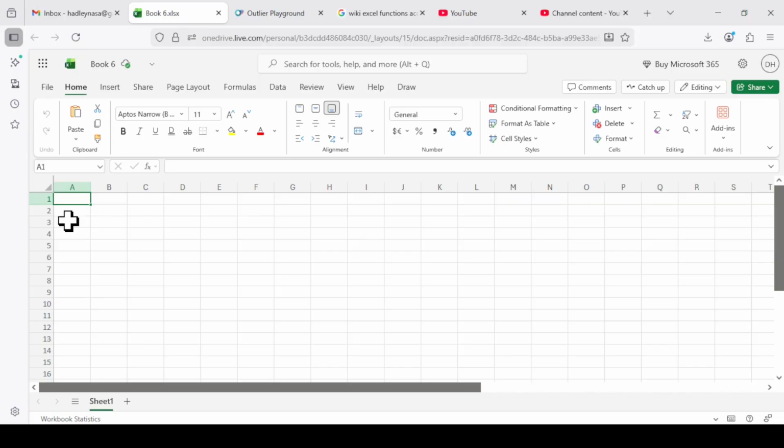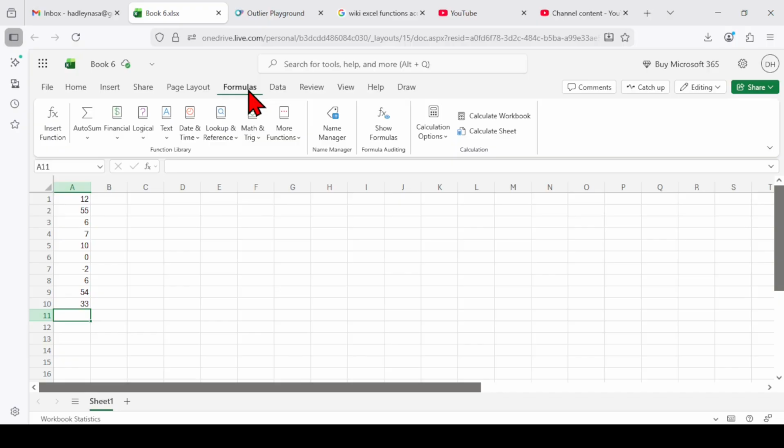So let's get a list of numbers going so that we have something to work with. 12, 55, 6, 7, 10, 0, -2, I don't know, 6, 54, and 33. So again, we can find all of these formulas under Formulas, but because they're hidden and alphabetical, we're just going to go through all the key ones. So the first one is count.